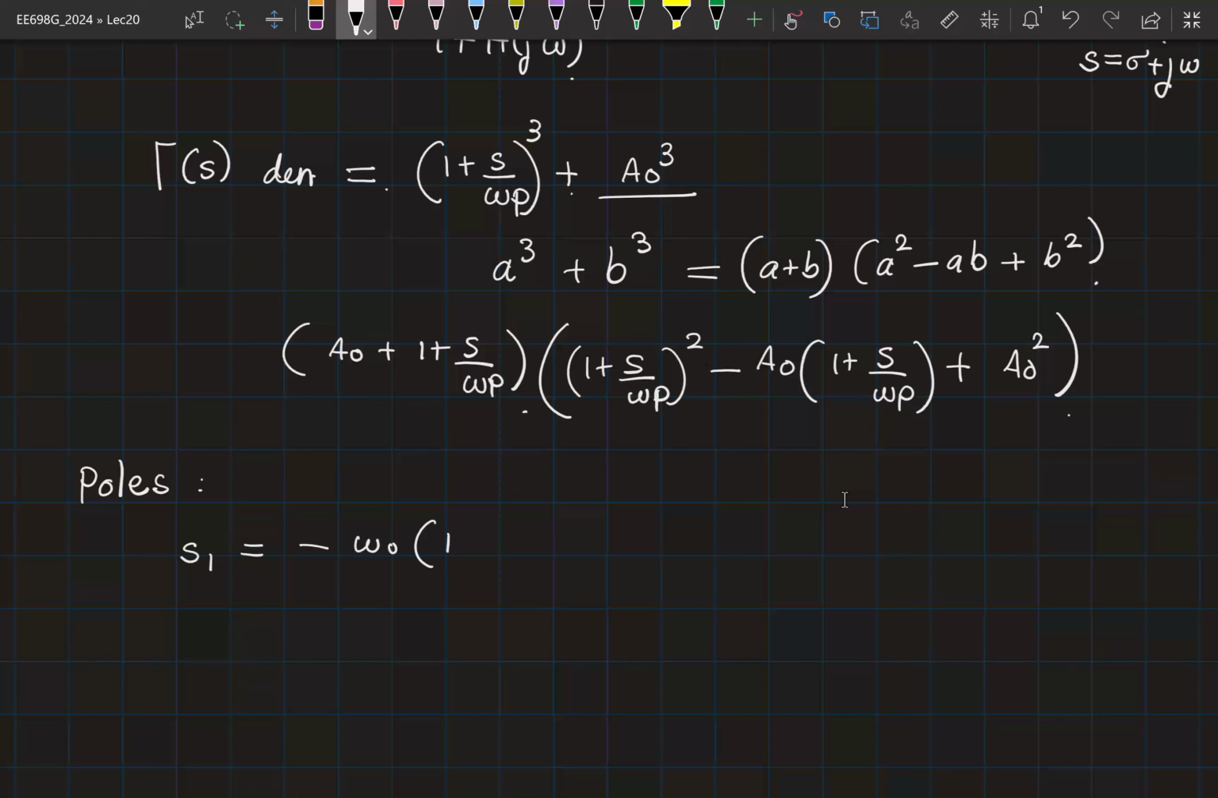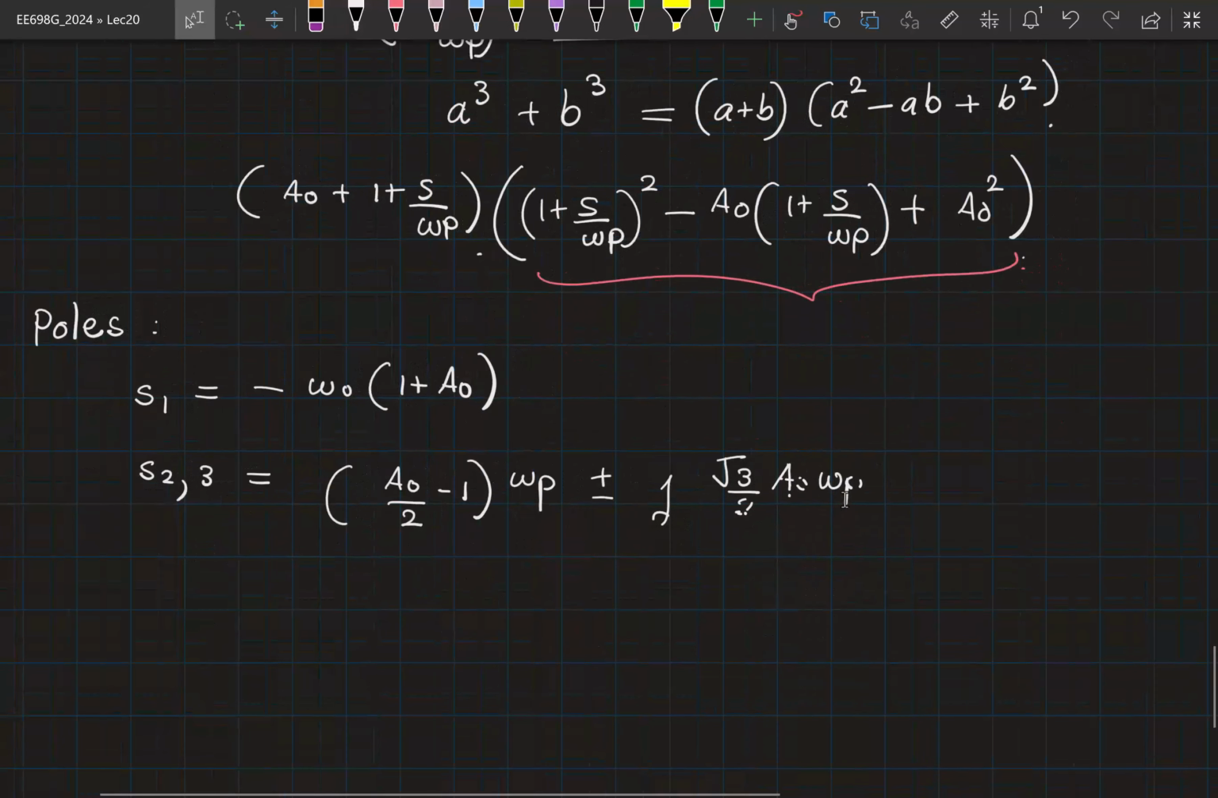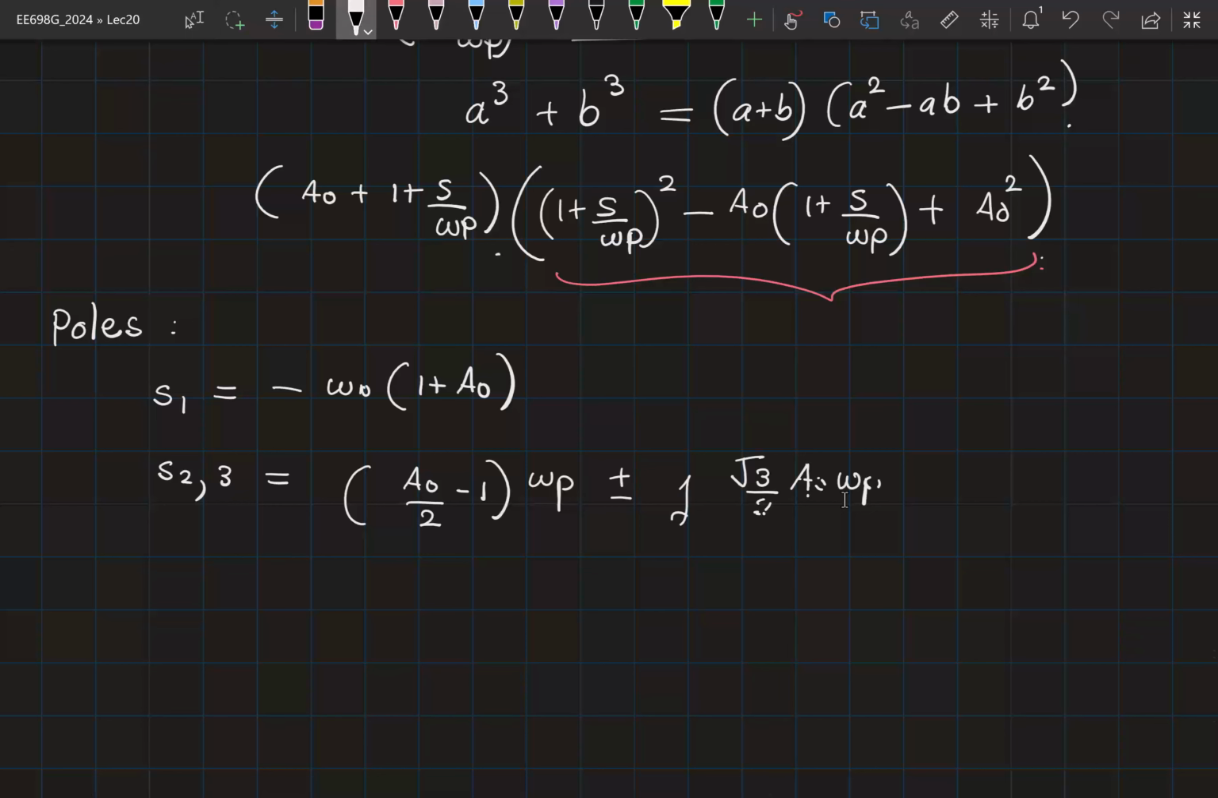Minus omega p into 1 plus a naught. Right? I'll give you the pole locations corresponding to this. So, let me call this s2, 3. This is equal to a naught by 2 minus 1 into omega p, plus or minus j into root 3 by 2 into a naught into omega p. Omega p. This is omega p. Okay, so far okay? Stop me if you have any confusion.